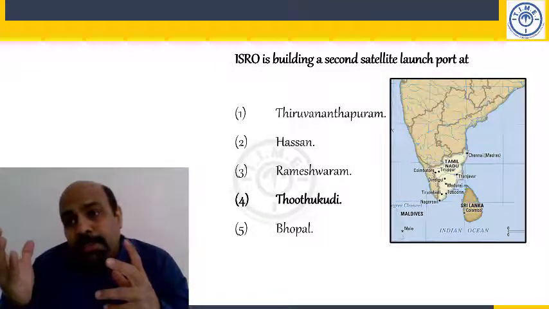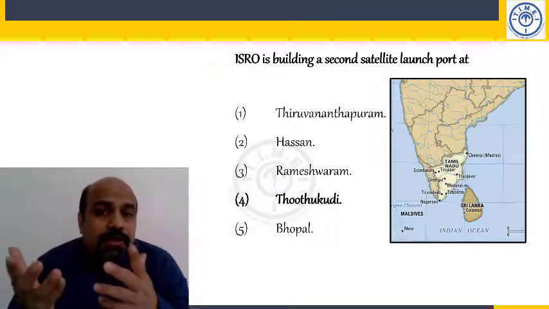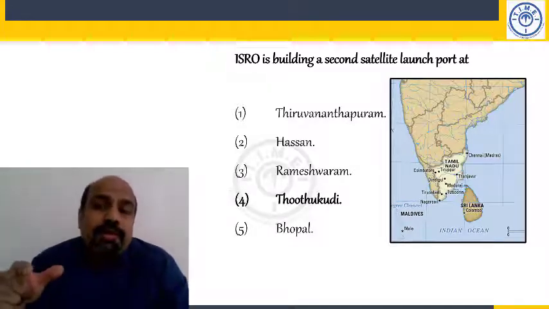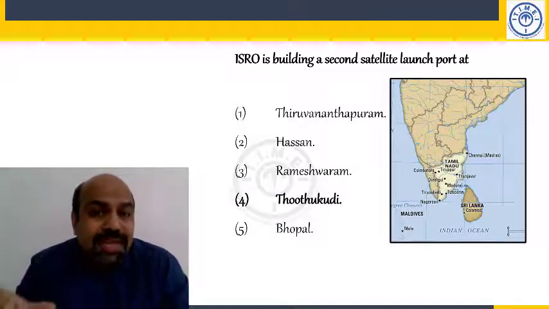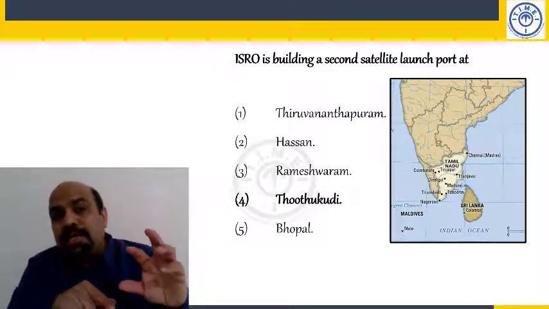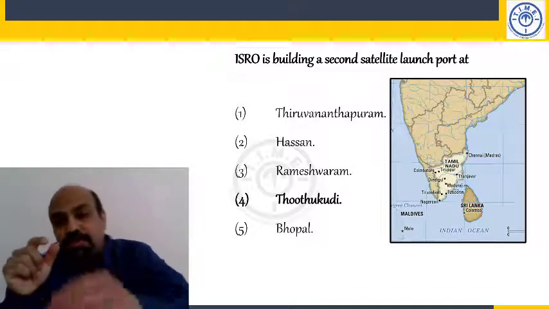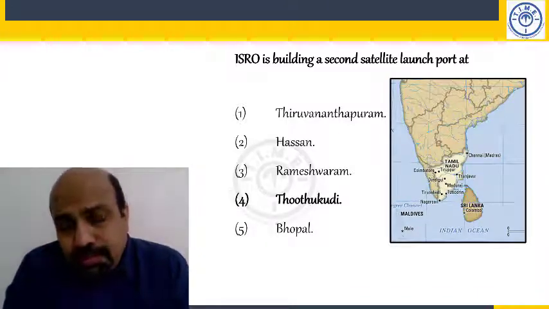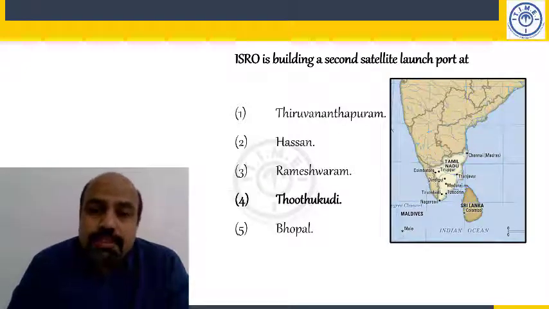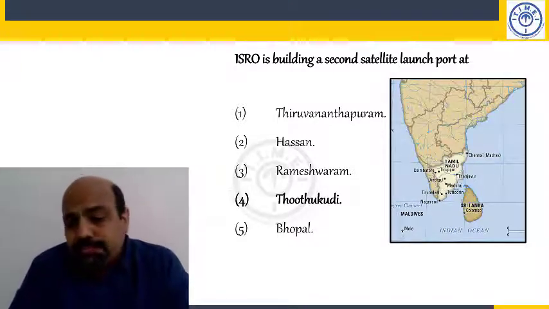If you look at America's rocket launch center, it's in Cape Canaveral, which is in Florida. If you look at the European Space Agency's main rocket launch center, it's in French Guiana, in a place called Kourou, which is near the equator. So, Tutukudi, remember Tutukudi.